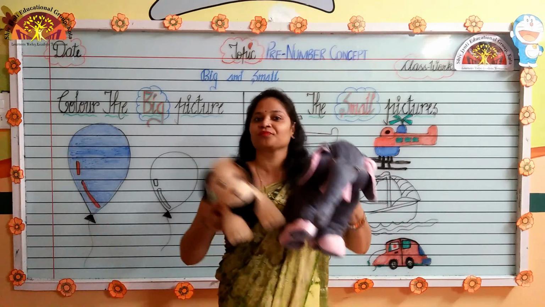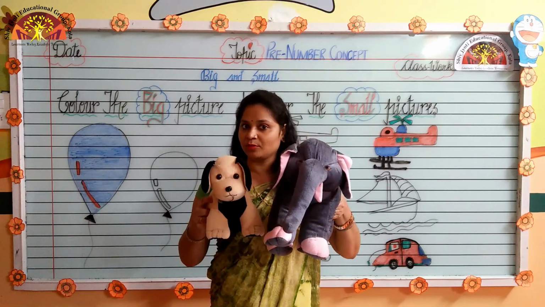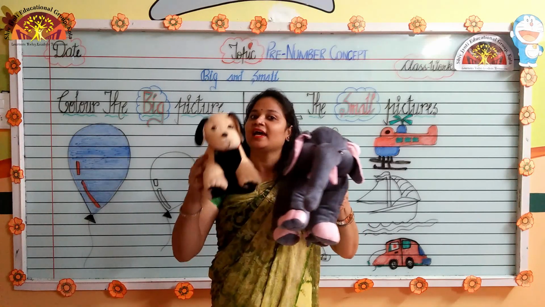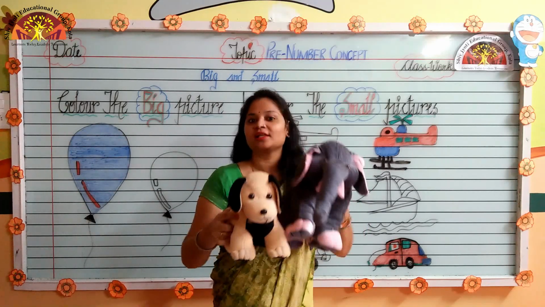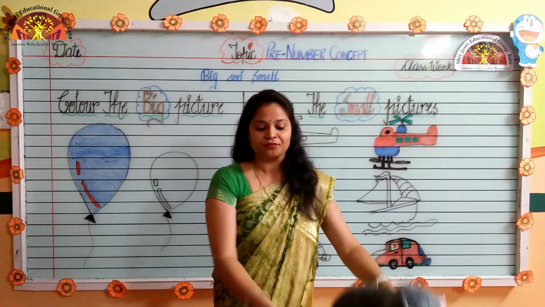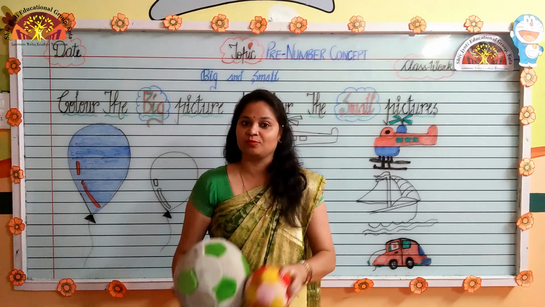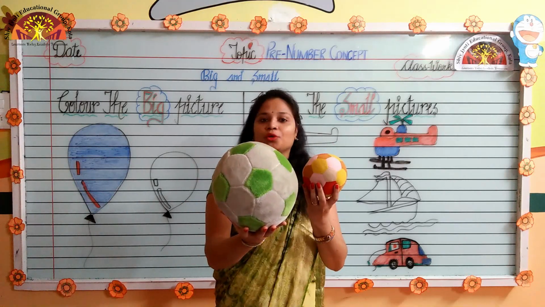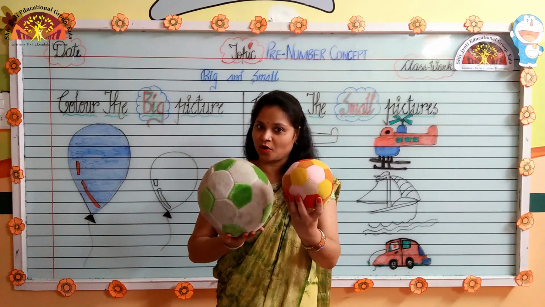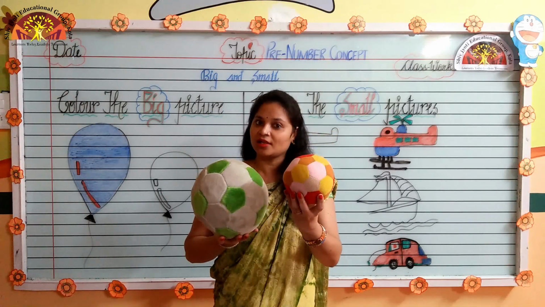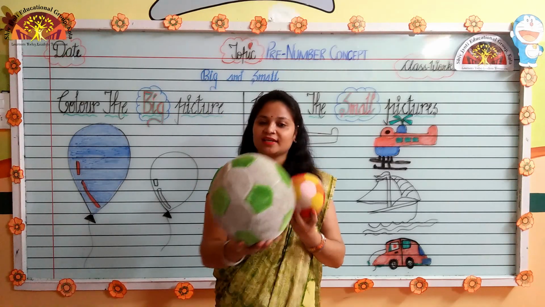So kids, tell me which animal is big? Yes, this is big and this is small. Now kids, tell me which ball is small? This is small and this is big.